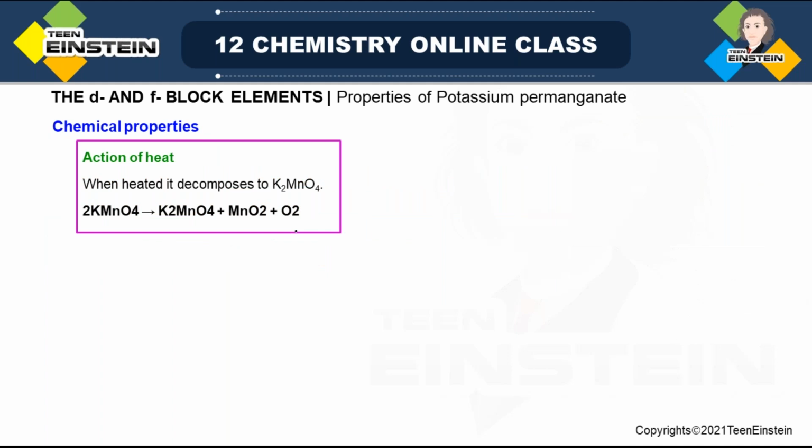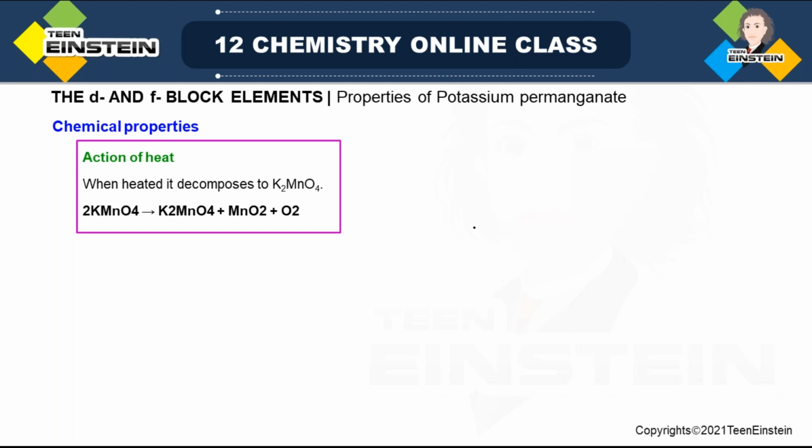Next is properties of KMnO4, that is potassium permanganate. Now this is a very versatile compound. It can react with so many different types of compounds. So that is why its chemical properties are very important. Action of heat. If we are simply heating KMnO4, what will happen?